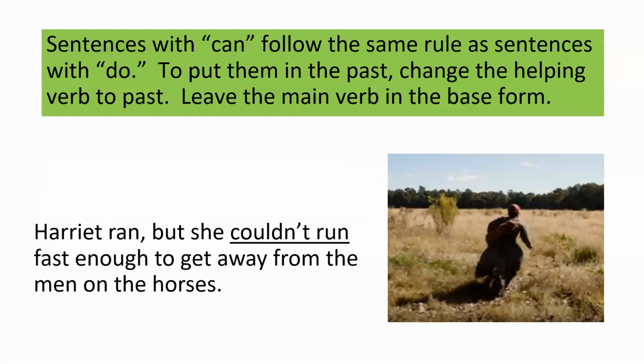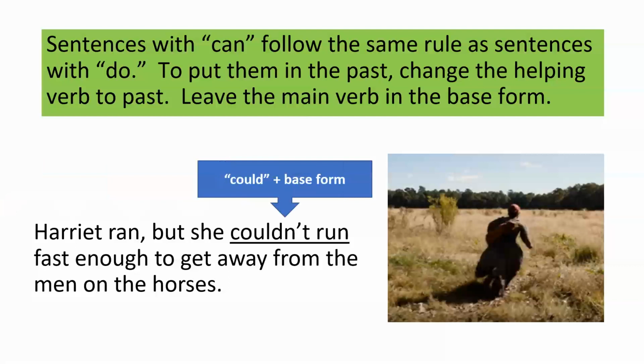Sentences with can follow the same rule as sentences with do. To put them in the past, change the helping verb to past and leave the main verb in the base form. These are all examples of good sentences with the past of can. So Harriet ran, but she couldn't run fast enough to get away from the men on horses. The horses were faster than her. There we see could turns into couldn't.